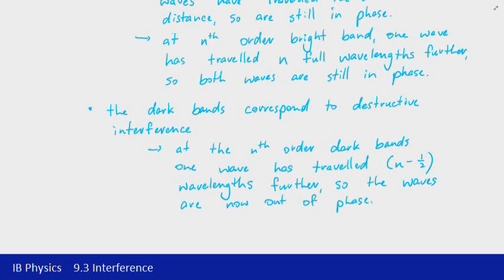You'll notice that there's no equations here that you need to worry about. That's all been covered in Unit 4. So this is more just making sure you've got a good understanding of how it is that Young's double slit actually produces an interference pattern of bright and dark regions.